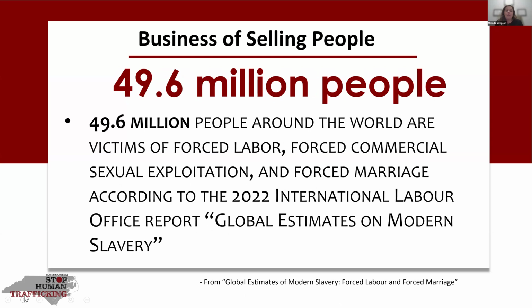Victimization, what does that look like? 49.6 million people around the world are victims of forced labor, forced commercial sexual exploitation, and forced marriage, according to the 2022 International Labor Office report. And again, I can't stress that this is an estimate. When we give numbers, we want to make it very clear that it's an estimate and this is the best guess that we have. The data around human trafficking is lacking, and as we go through this session today, you'll understand what I mean a little bit more about how that data is lacking.